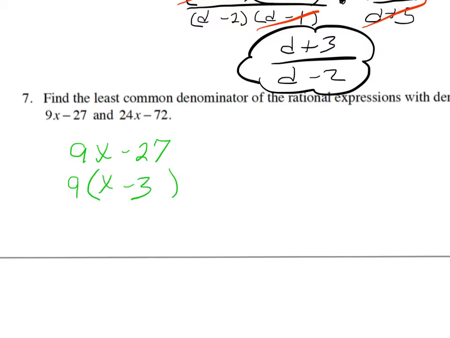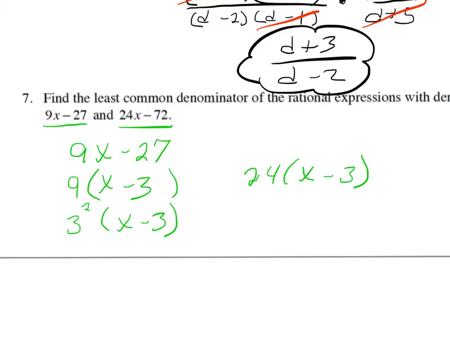Now I'm going to go a step further and change that 9 into 3 squared times x minus 3. Now I've prime factored this whole polynomial. Let's do the same here and prime factor that one as well. What factors out of 24x minus 72? I can factor out a 24. If I factor out a 24, I'm left with x minus 3.